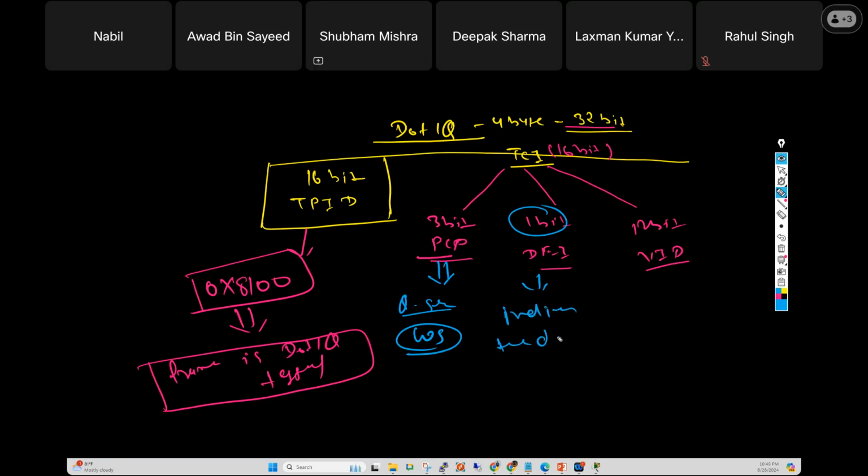the dropped packet in your network. If any packet is dropped in your network, this DEI field indicates that. And the next one is called VID. VID means VLAN ID. I hope you guys already understand VLAN.